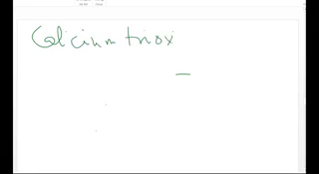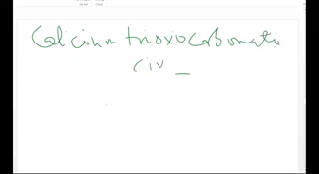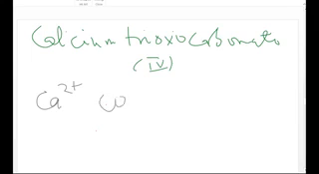So I can have something like this. Let me use calcium trioxocarbonate(IV). Now, if I'm told to write the chemical formula for calcium trioxocarbonate(IV), I know calcium has a charge, Ca, charge of 2 plus. Trioxocarbonate(IV) ion is CO3, 2 minus. Can you see that? So if you don't master the charges, it is a problem.